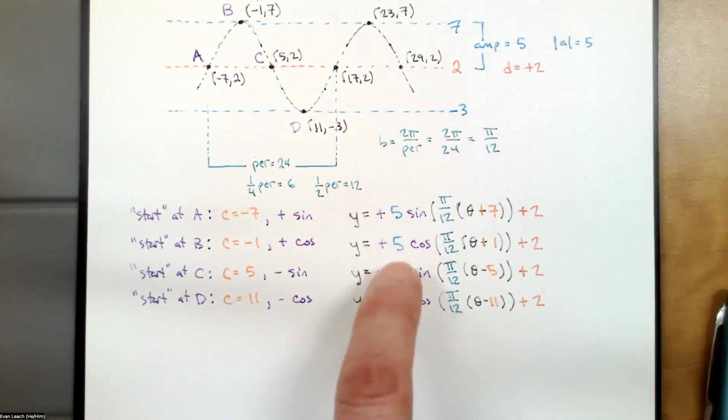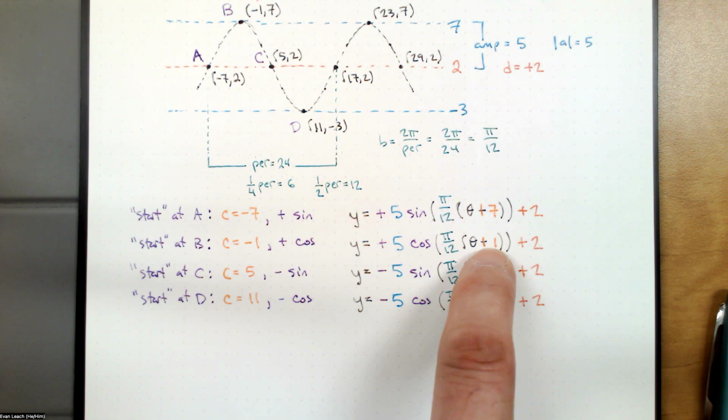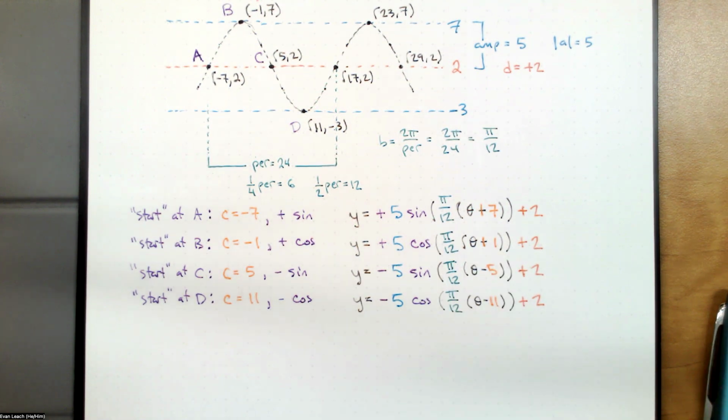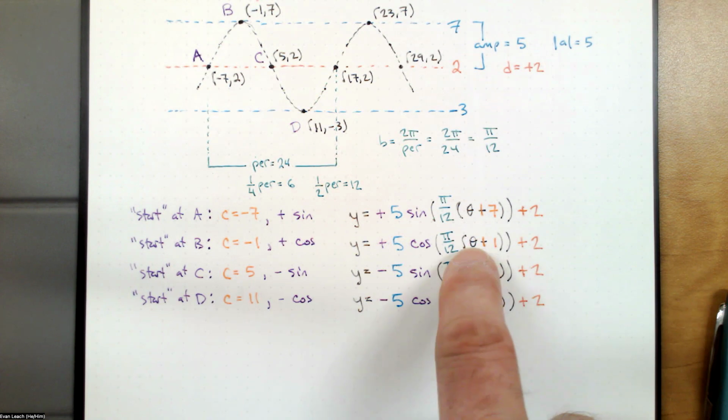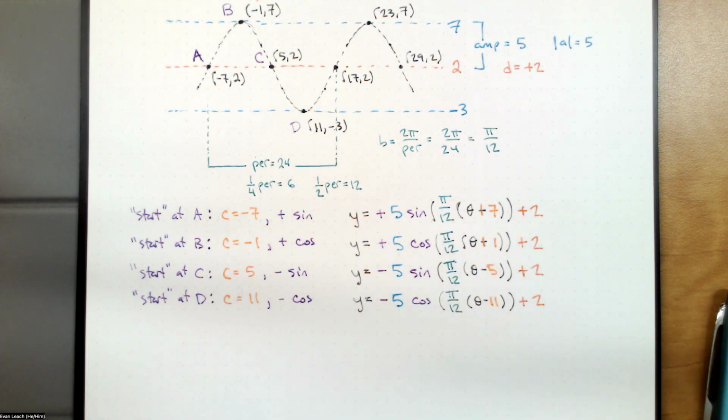If I wanted to write another positive cosine, right now C is -1. The next C with a positive cosine would be -1 plus 24, or 23. So I could have a positive cosine with a theta minus 23. So we have an infinite number. And if the plus or minus sine or cosine part is always the same, then the horizontal shift will always be a period apart. Any questions?